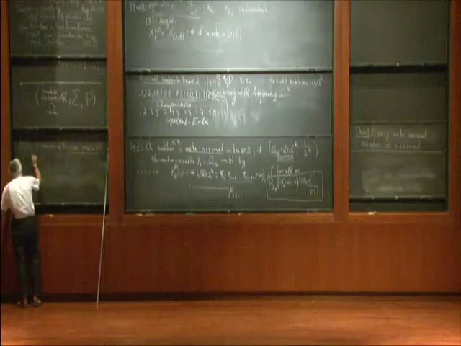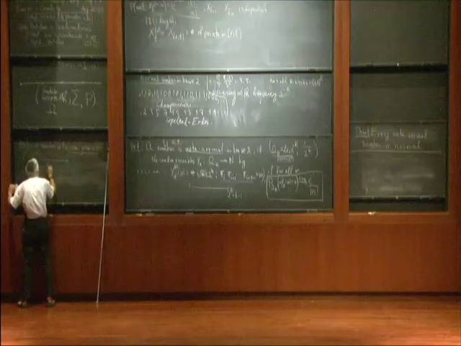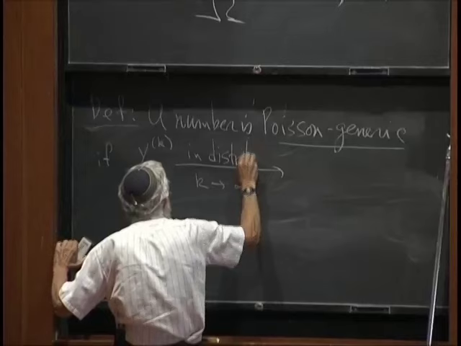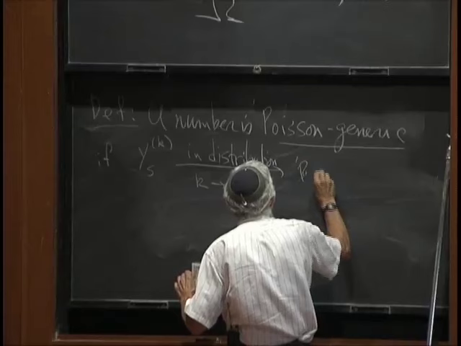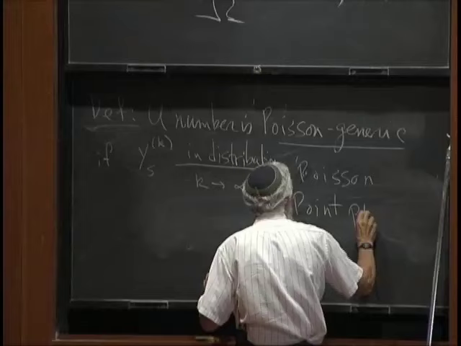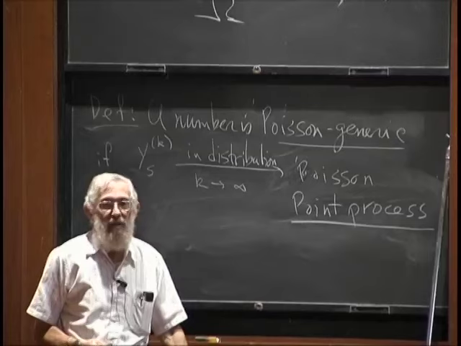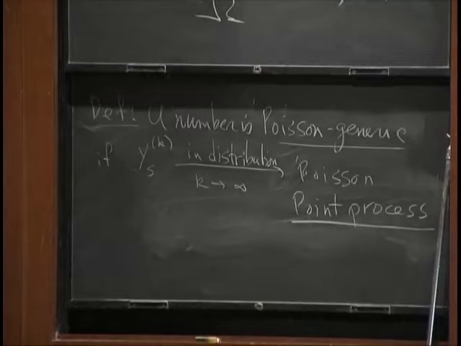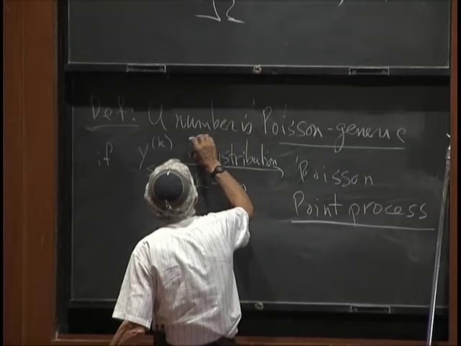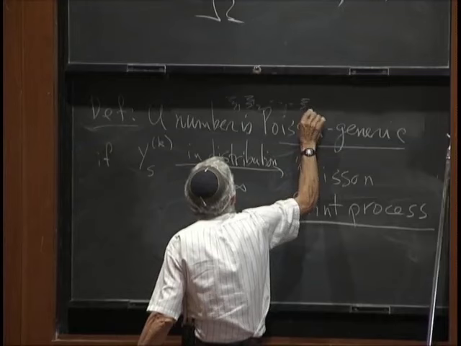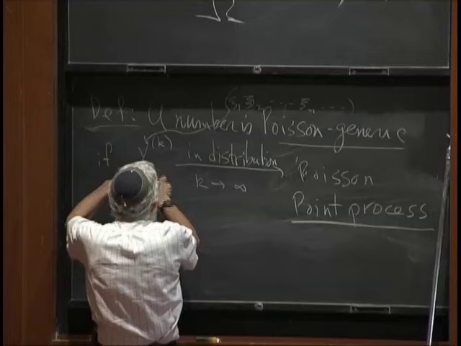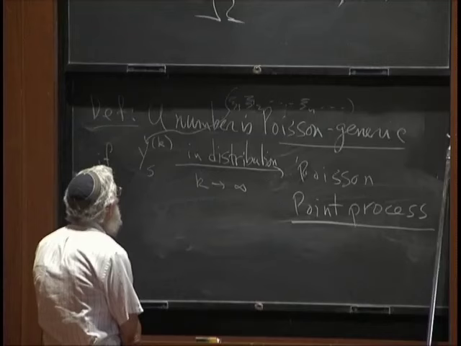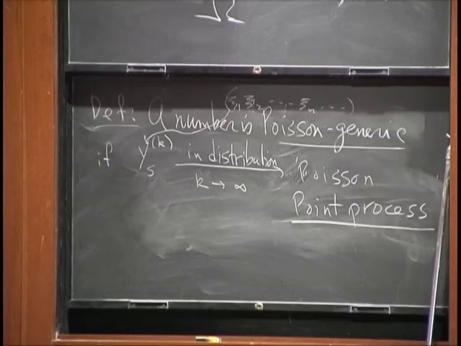It is Poisson generic if Y_s^k converges as k goes to infinity in distribution to the Poisson point process. So you get the probability distribution of the Poisson point process out of these finite sample spaces that are built out of a single number. If that happens, then you say the number xi is Poisson generic. This depends on the xi. It's Poisson generic if this converges to a Poisson point process. So that's theorem one, and here's theorem two.